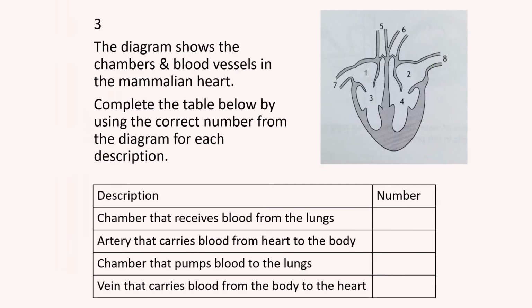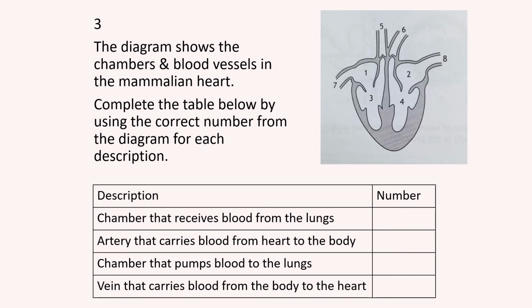The next question says the diagram shows the chambers and blood vessels in the mammalian heart. Complete the table below by using the correct number from the diagram for each description. So you want the chamber that receives the blood from the lungs, the artery that carries blood from the heart to the body, the chamber that pumps blood to the lungs, and the vein that carries blood from the body to the heart. So pause the video and try to come up with the answers before I go over the answers with you.